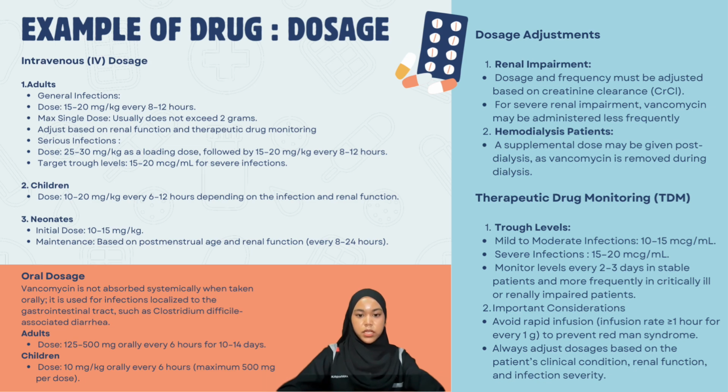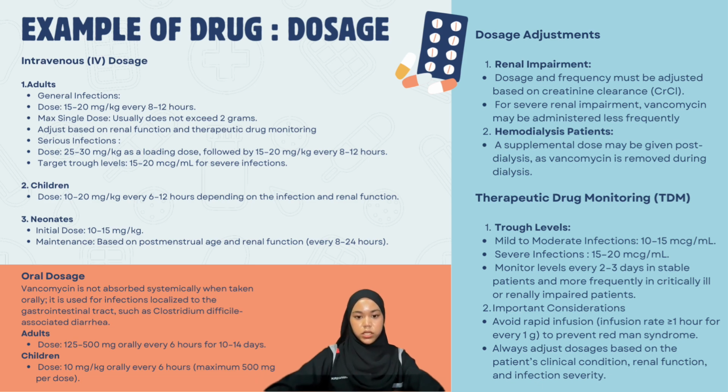The first one is intravenous IV dosage. We will start with IV administration, which is the most common route for systemic infections. For adult general infection, the standard dose is 15 to 20 mg per kilogram every 8 to 12 hours. The maximum single dose is usually not more than 2 grams. The dose must be adjusted based on the renal function and therapeutic drug monitoring, aiming for trough levels of 10 to 20 microgram per milliliter.